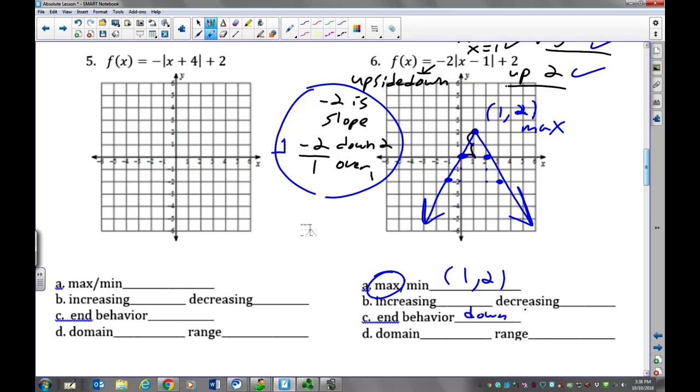We're going down, down, down. So what we're saying is down to the left we're going to negative infinity, down to the right we're going to negative infinity too, but going down. So we'll show you more of that when we get to polynomials. Domain, pretty easy: negative infinity to positive infinity.